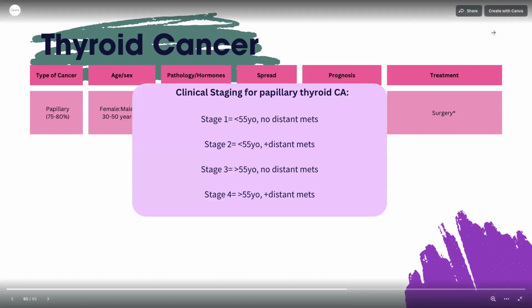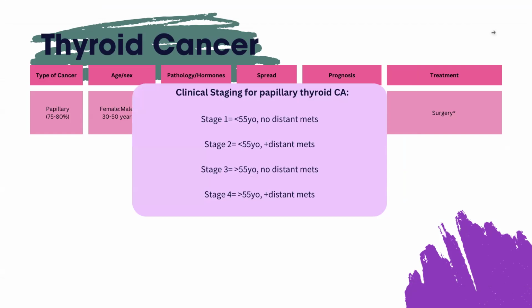Clinical staging for papillary thyroid cancer. This is a very simplified version. Important to remember that it is age determined. So for stage 1 and 2, those patients are less than 55 years old. They have no distant mets, then it's stage 1. If they do have distant mets, it's stage 2. And stage 3 and 4 are in your patients that are older than 55.